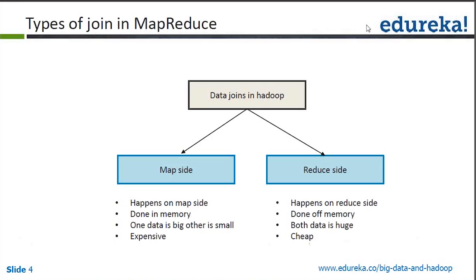I'm sure most of you would have got confused about what is map, what is reduce, and why we are talking about joins happening at map side and reduce side. So give me a moment. Do me a favor and wait another couple of minutes, another 5 minutes, and I'll talk about all these things in detail.